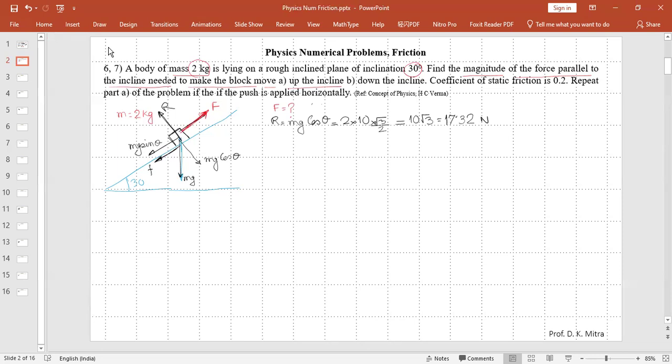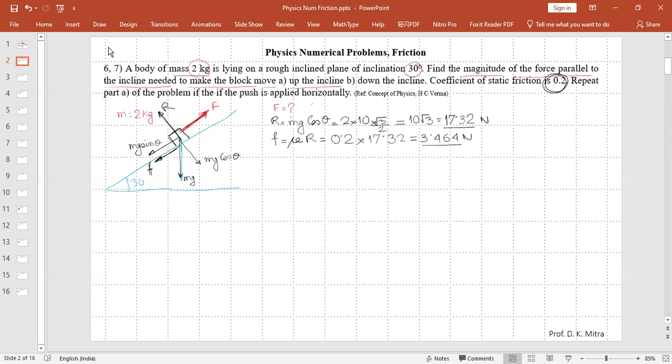Also, let us find out the frictional force f. Frictional force f is equal to mu R. Mu is given as 0.2 in the problem sum. So 0.2 multiplied by R, which is 17.32. This is equal to, if you calculate, 3.464. So two forces we have already received. One is the reaction force, another is the downward frictional force.